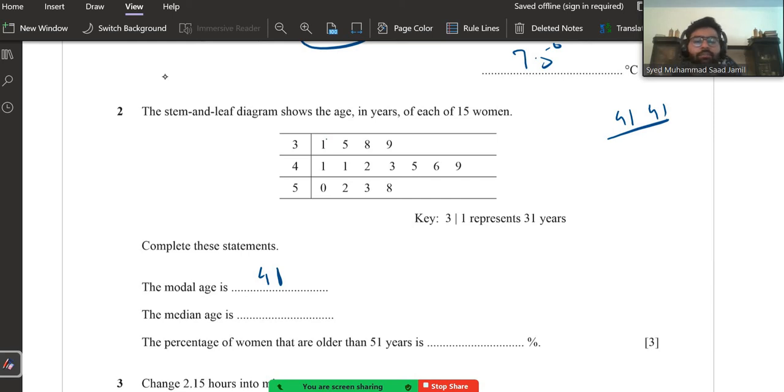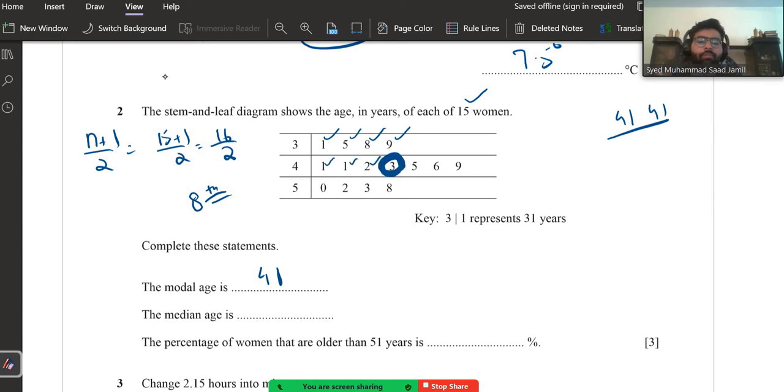Median age. Median is basically the middle. So the formula is n plus 1 divided by 2. N is going to be 15 because there are 15 women. 15 plus 1 divided by 2, that is going to be 16 upon 2. Alright. 16 upon 2 is 8. So the 8th number is the median age. So 1, 2, 3, 4, 5, 6, 7, 8. So this is the number 43. Alright. So the median age is 43.